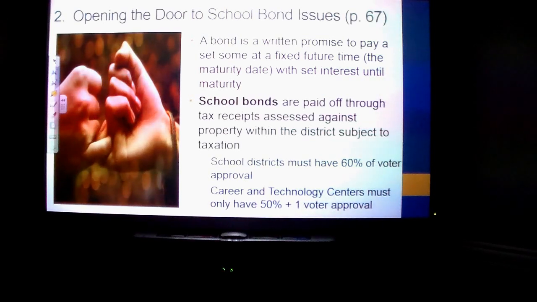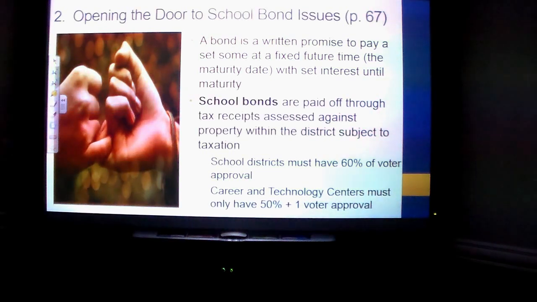So, moving on, we're going to look at school bond issues. School bond issues are basically a promise to pay something in a fixed amount of time, and you're borrowing against it and obtaining money. They're paid through tax receipts against property within the district, and a lot of times this is honestly done because of land. When this occurs, school districts must have 60% of voter approval. That's a big and important idea.